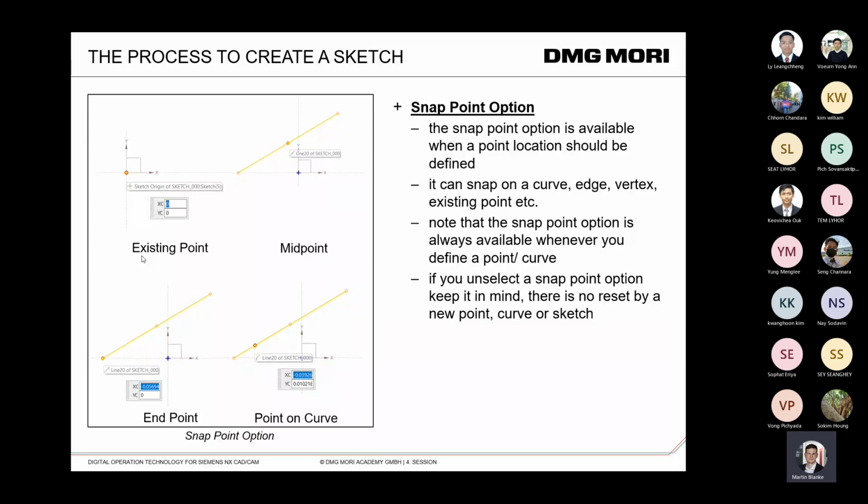For example, you want to select an endpoint of a curve, or maybe you want to click on a random point on your curve, but your curve or your point should be on the first sketch. So this option can also be helpful for you.